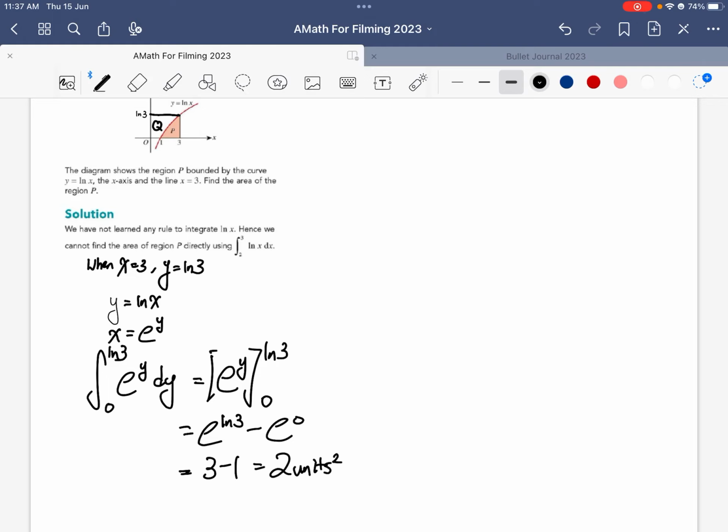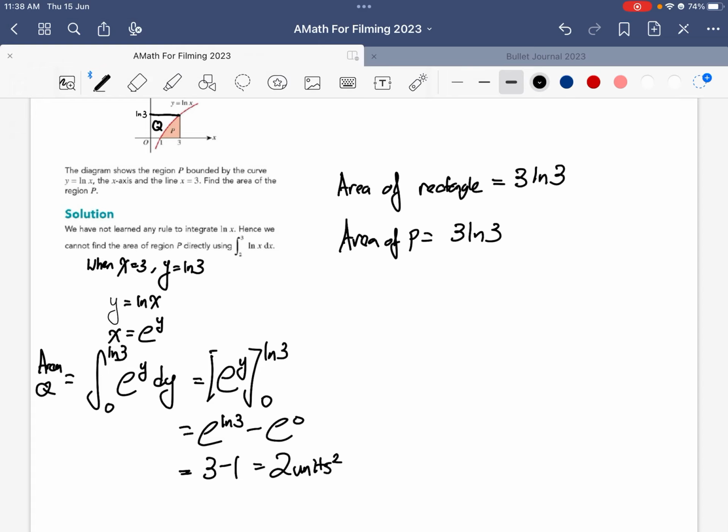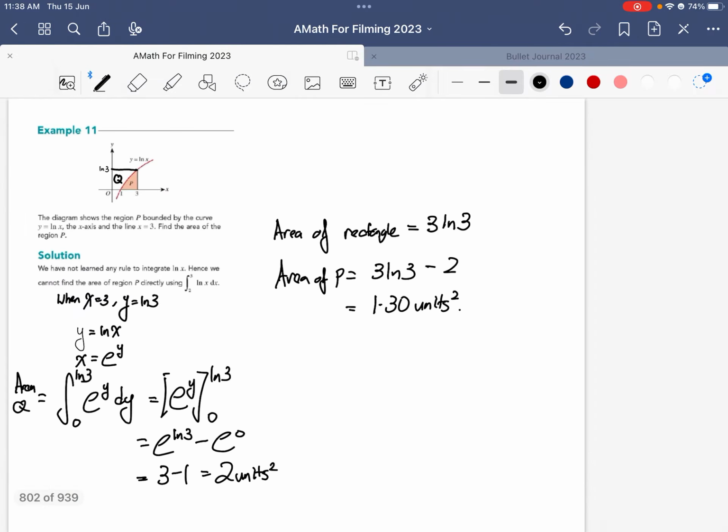So this is not the end. That's only the area of Q, so let me just label that. Now what I need to do is find the area of the rectangle. The area of my rectangle is length times breadth, which is 3 times ln 3. So to find the area of P, I get 3 times ln 3 minus the 2 units. If you use a calculator, I get 1.30 units square.